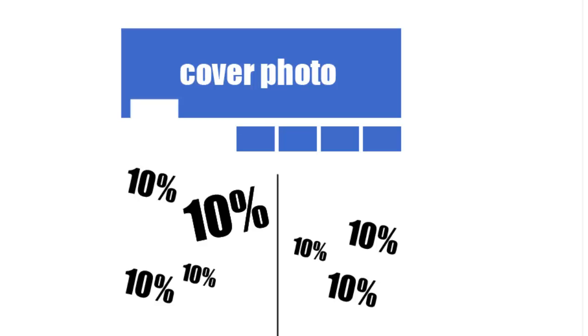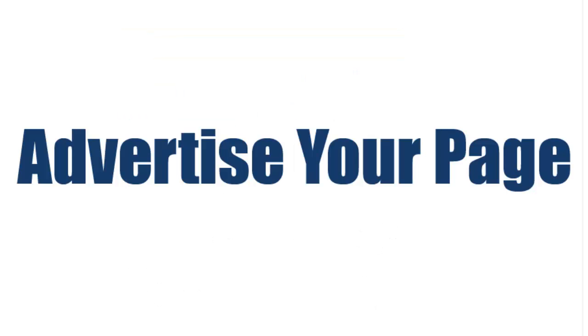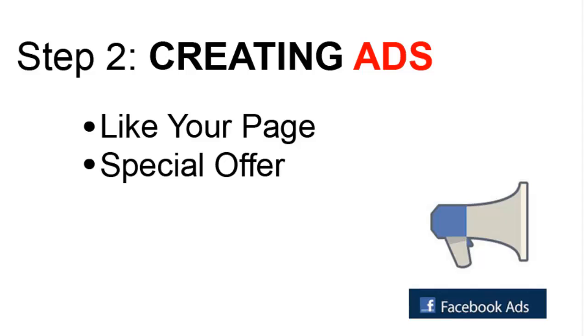So apply the 90-10 rule to your posts, and then on the back end, you want to advertise your page. Now, there's a certain way to advertise your page. The first thing is to think about how to advertise. You want to have two separate funnels, okay? One to get people to like your page, get them in the door. And the second one is special offers. You want to keep two ads, and this is the 10%, okay?